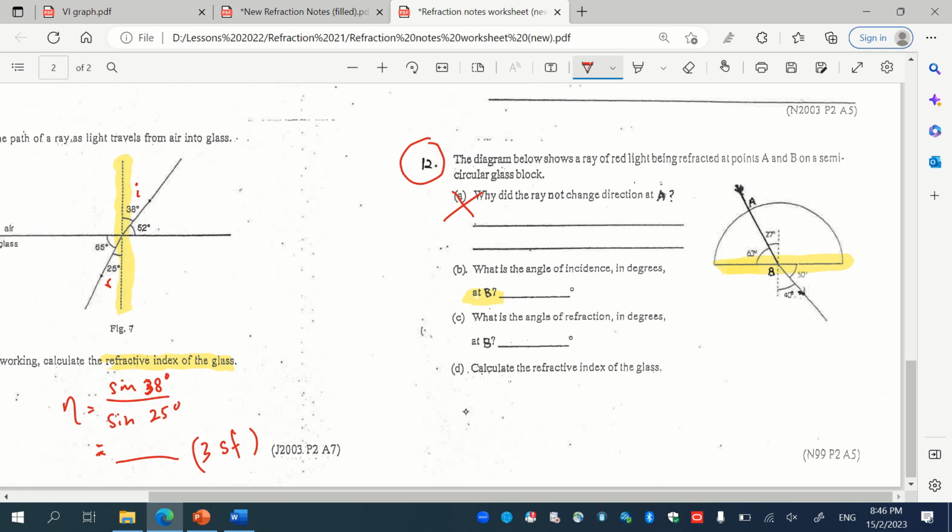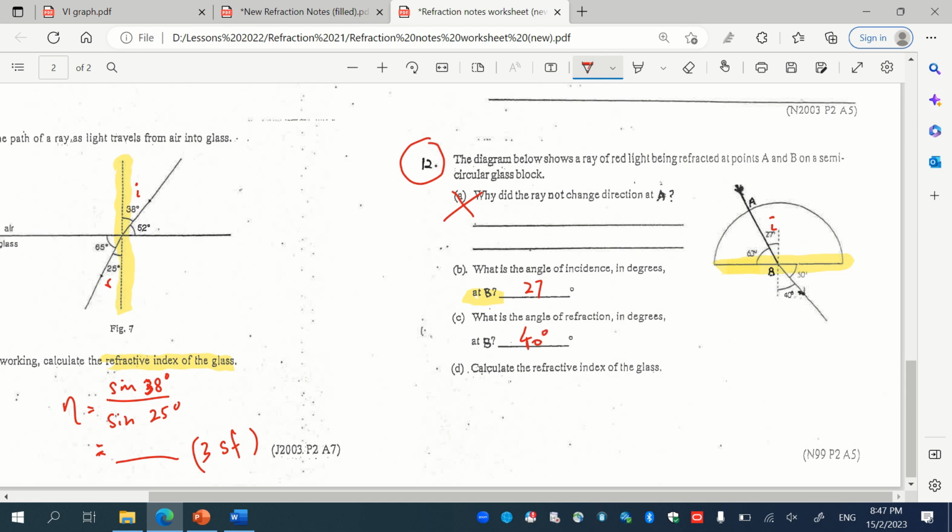So if you can see, this is the incident ray coming to point B. So incident angle must be between the ray and the normal line. So 27. Okay. Angle R. Again, refracted ray is here. Between refracted ray and the normal line, 40 degree.